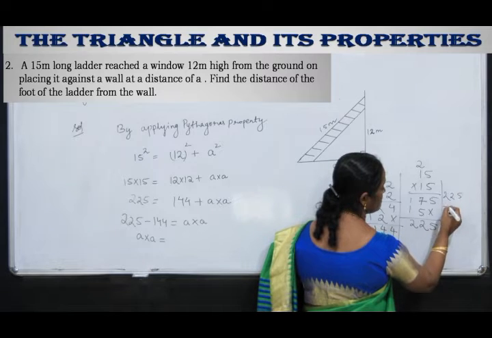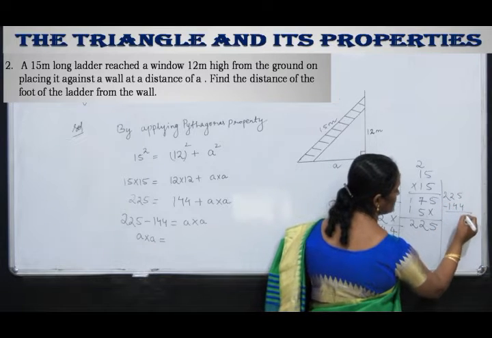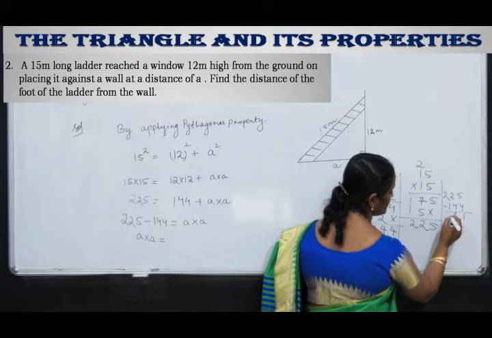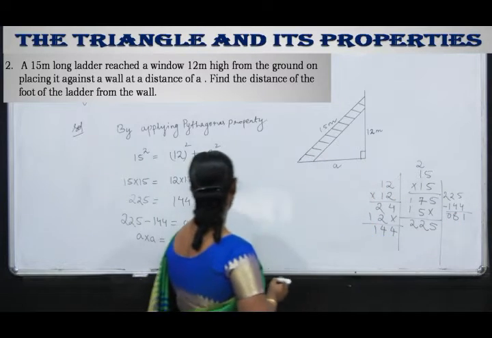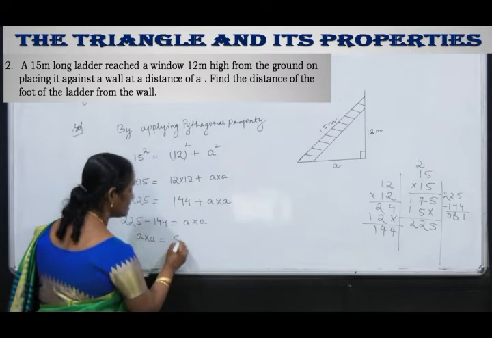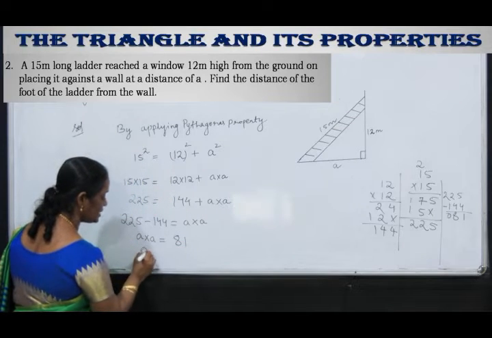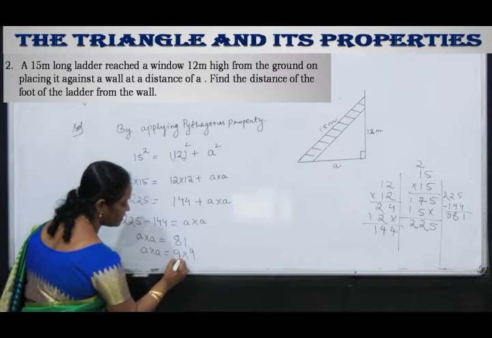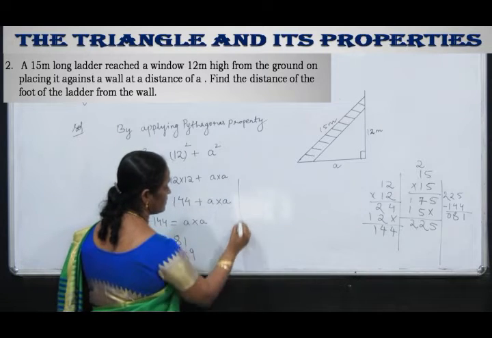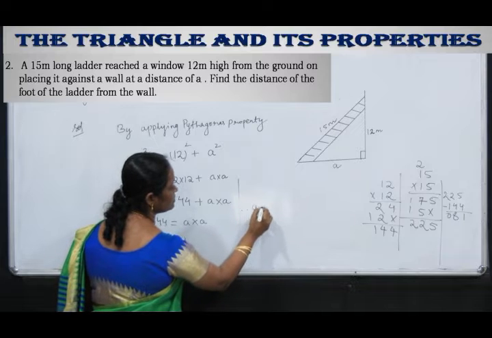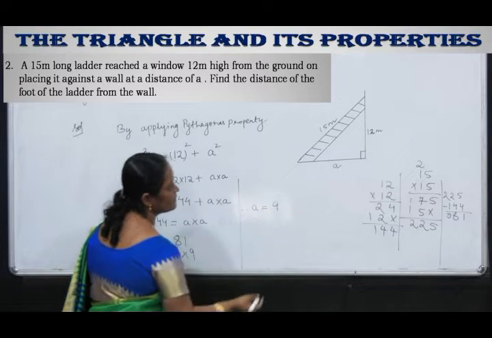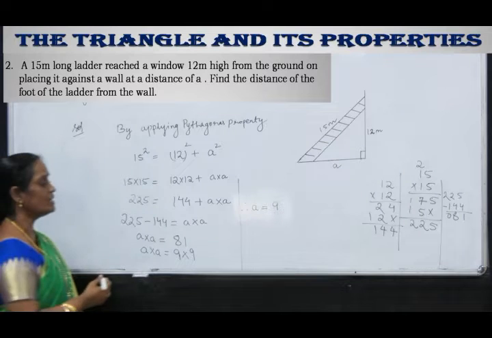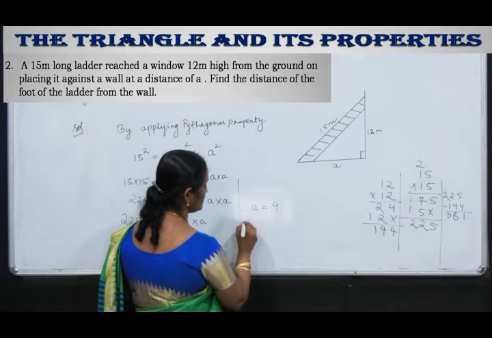225 minus 144. It is 81. 12 minus 4 is 8, 1 minus 1 is 0. So it is 81. A into A is 81, or you can write A into A is equal to 9 into 9. Therefore, A is equal to 9 units. So the distance of the foot of the ladder from the wall is 9 units.